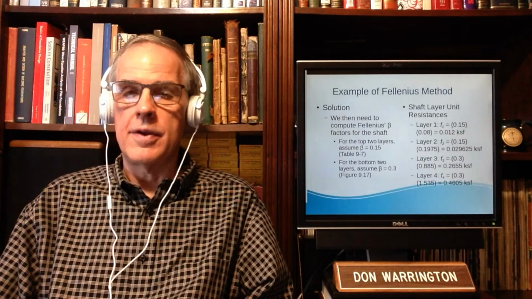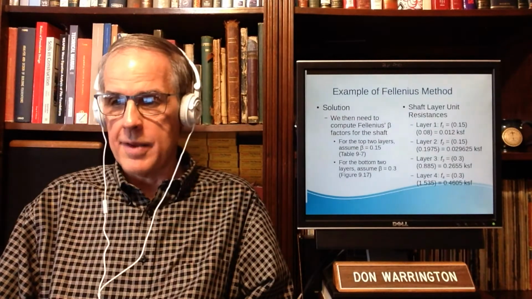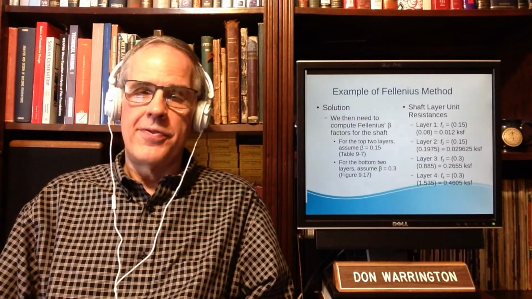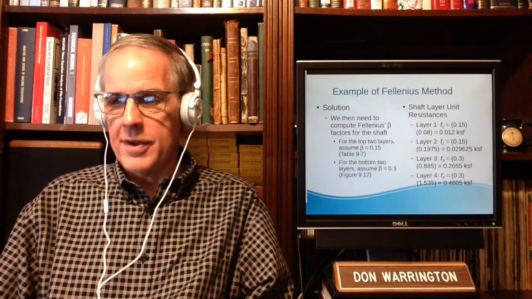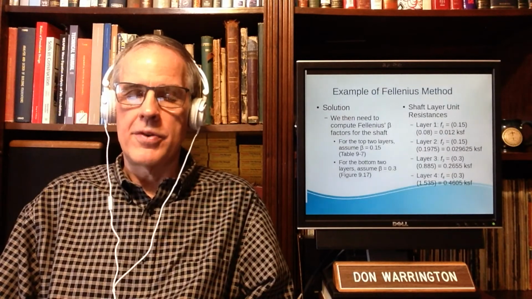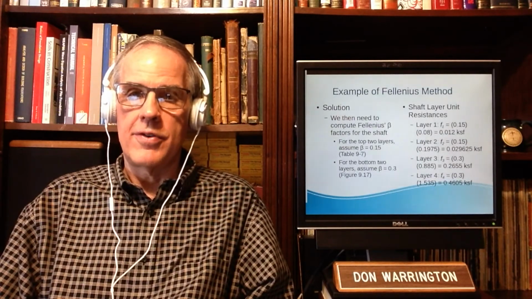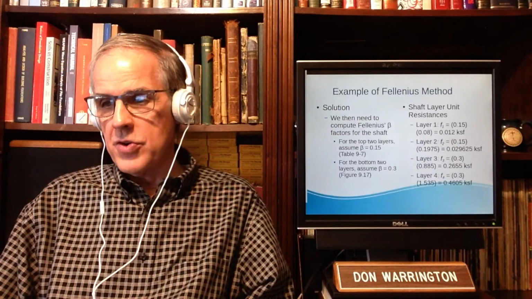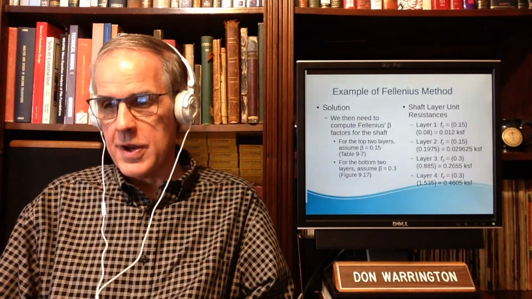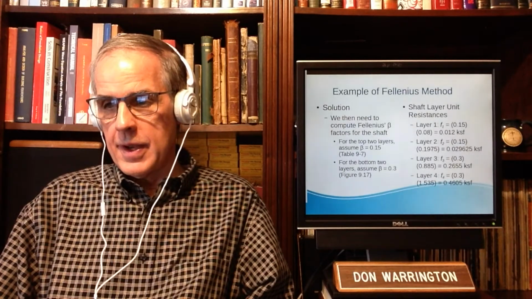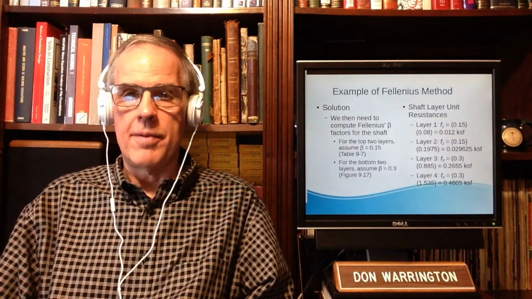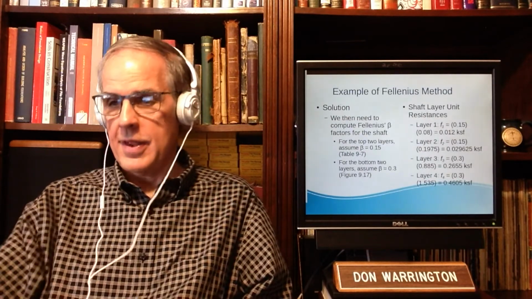For the shaft layer unit resistances, layer 1, all I do is take the top beta and multiply it by the effective stress for layer 1, and I get 0.012 KSF. I'm not real fond of the KSF. PSF would result in 12 PSF, but we're just going to stick with it and keep our units consistent. Layer 2, the same thing. Layer 3, I switch to the sand, which is 0.3, and I multiply that. And layer 4, I multiply it by that effective stress, and I get this.